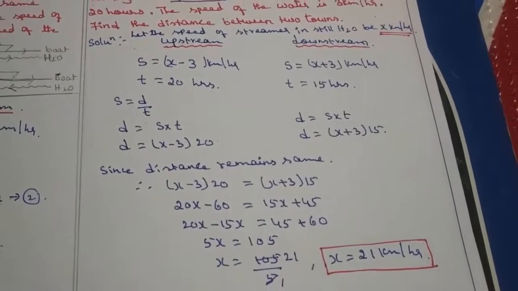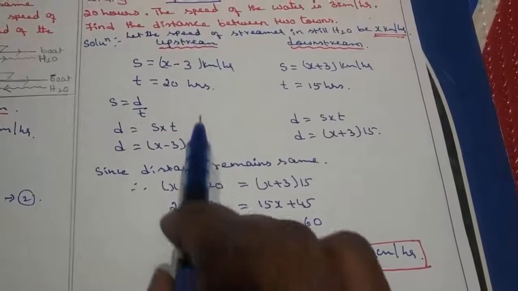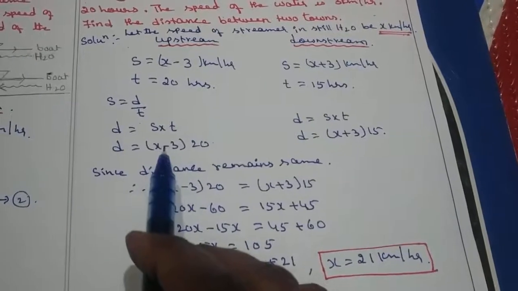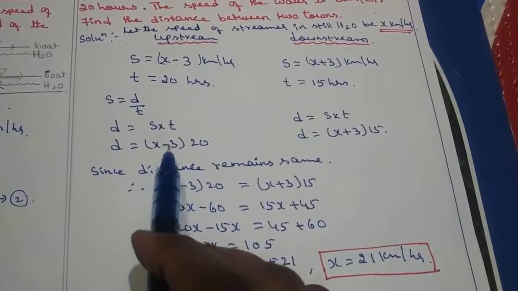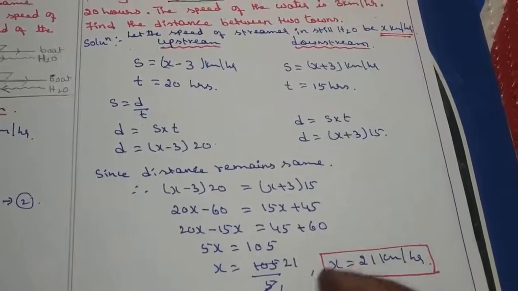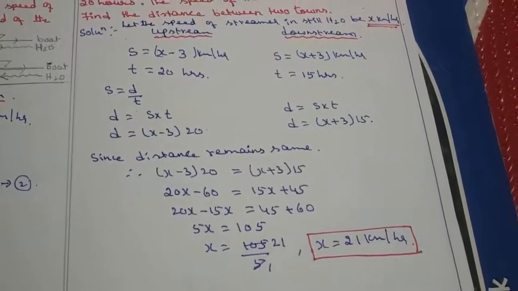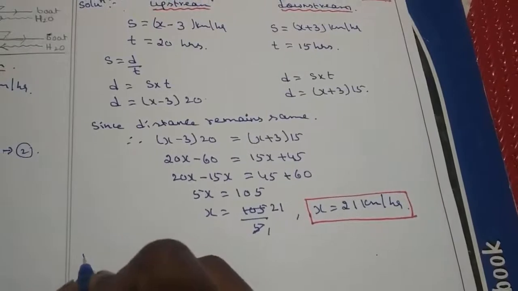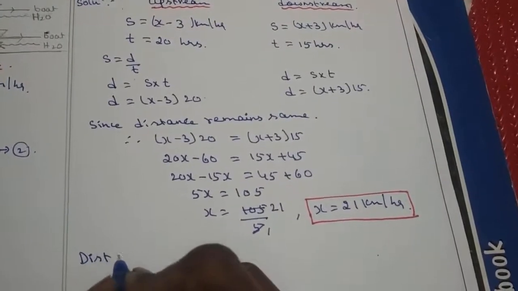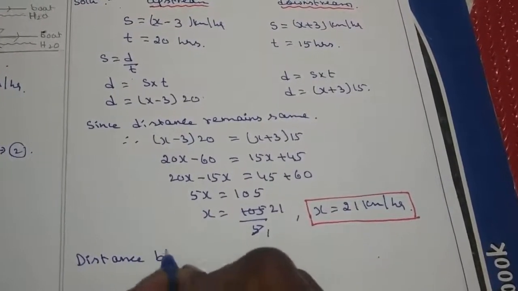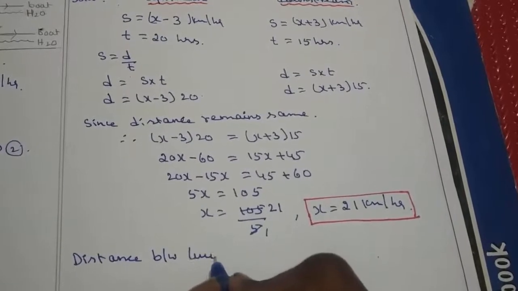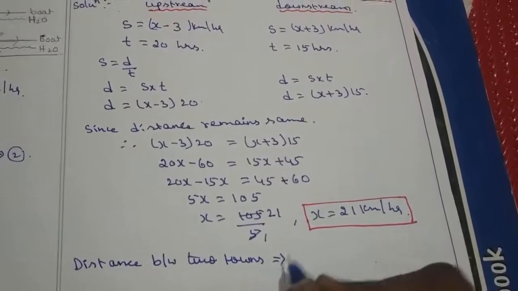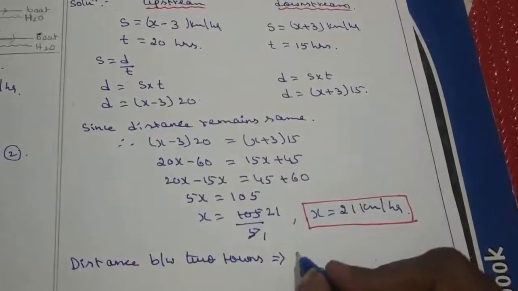But he did not ask us to find the speed of steamer in still water. He is asking the distance. So either you consider the upstream distance or the downstream distance to find the value of distance, the distance between the two towns. Consider any one. So here let me take the distance from the upstream.